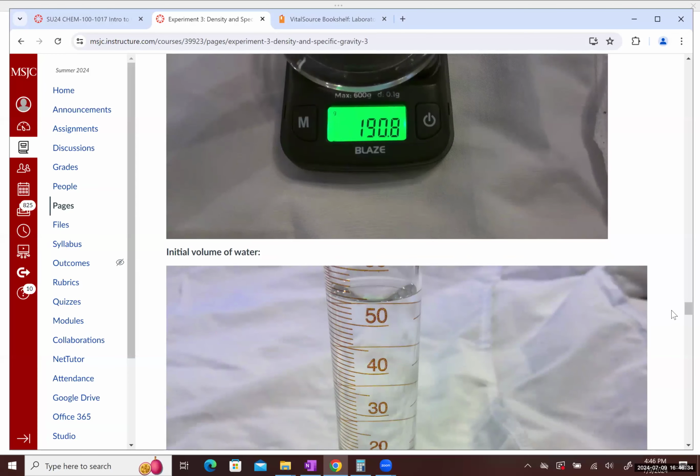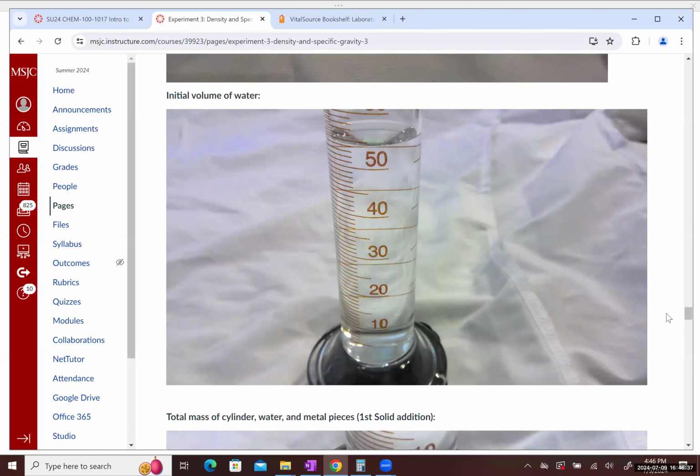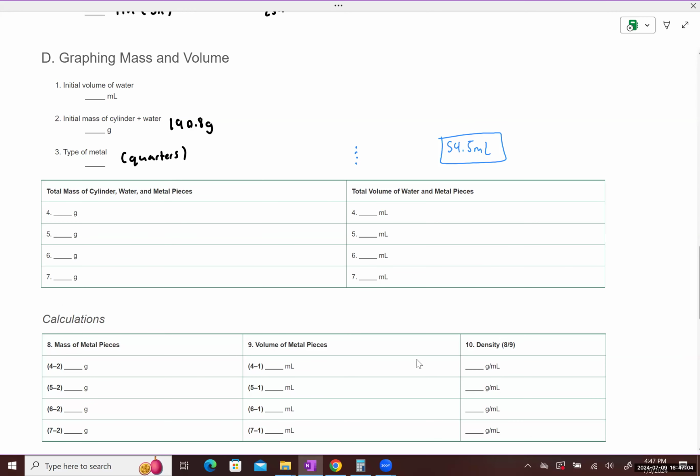Looking at the initial volume of water, let's look at the initial volume of water photo. We see that in this case, let's get out the drawing tool. We're dealing with the same graduated cylinder as before. We're at the 1, 2, 3. We're close to the 54 mark, not quite at 55. So 54.5 milliliters would be a reasonable reading in this case. So let's transfer that reading now to our report sheet. So we have initial volume of 54.5 milliliters.